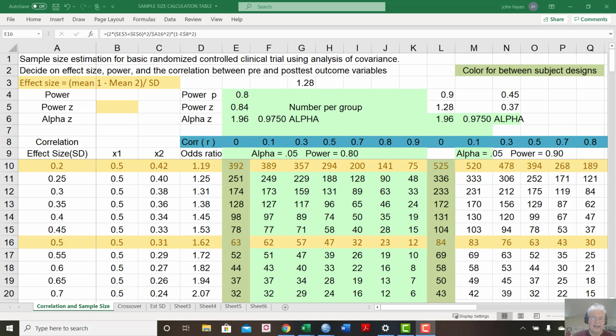In this video, we're going to look at estimating sample size. Now, when we look at sample size, there's several things we need to consider: the effect size that we want to find out, the alpha error, and the power. And if we're doing a randomized controlled trial where we're going to use analysis of covariance, and we're going to have an initial baseline value as well as a follow-up value, then we also need to know the correlation between the baseline and follow-up.